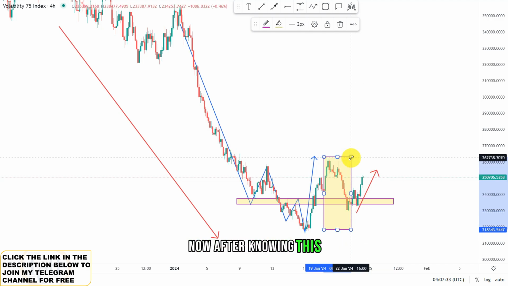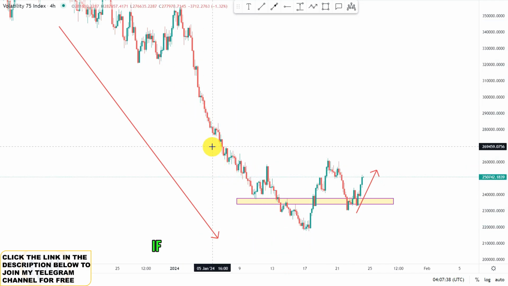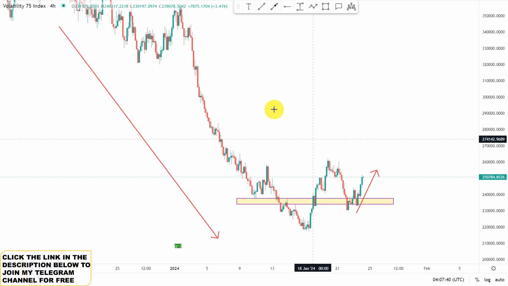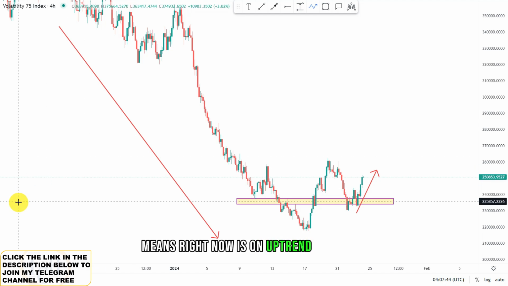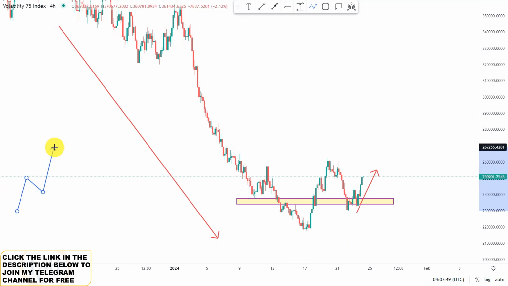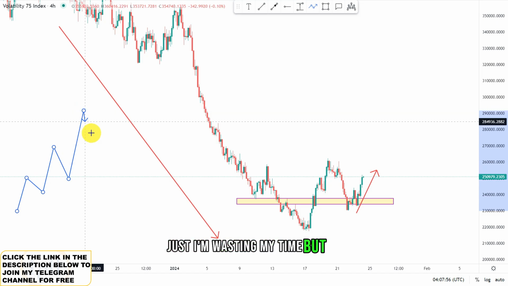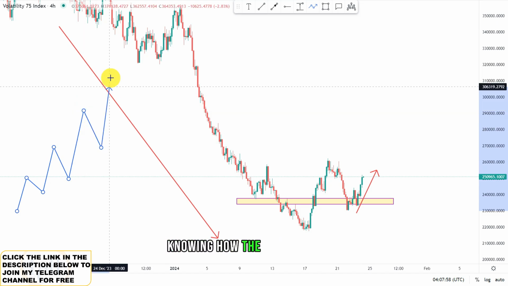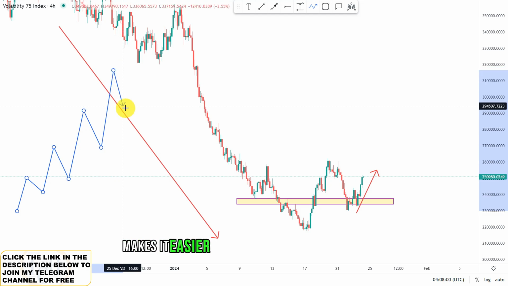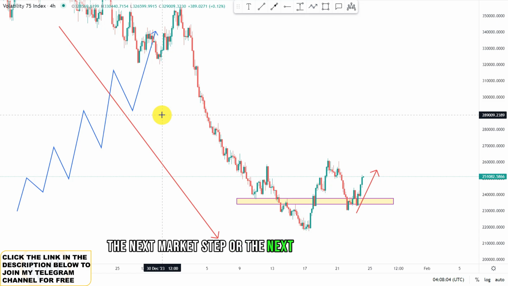Now, after observing this, what we did next is we said, okay, if the market is not on a downtrend and the market is not ranging, then the market right now is in an uptrend direction. Now we know how the market is moving in an uptrend direction. Why am I drawing these movements? It is very possible that some people may say I'm just wasting my time, but no. Knowing how the market moves makes it easier for you to predict the next market step or the next market movements.